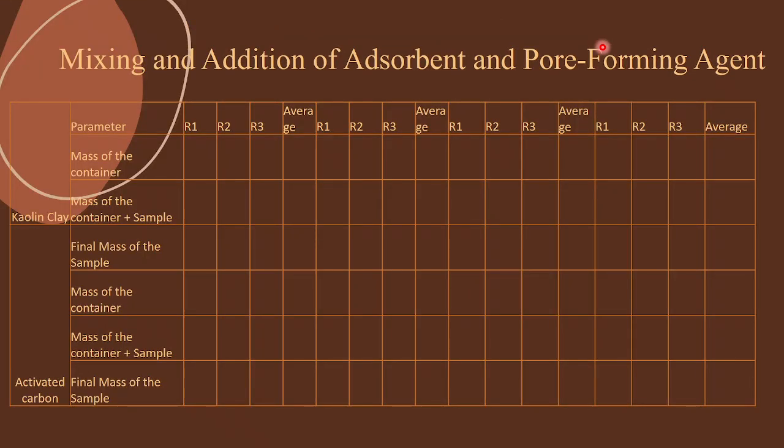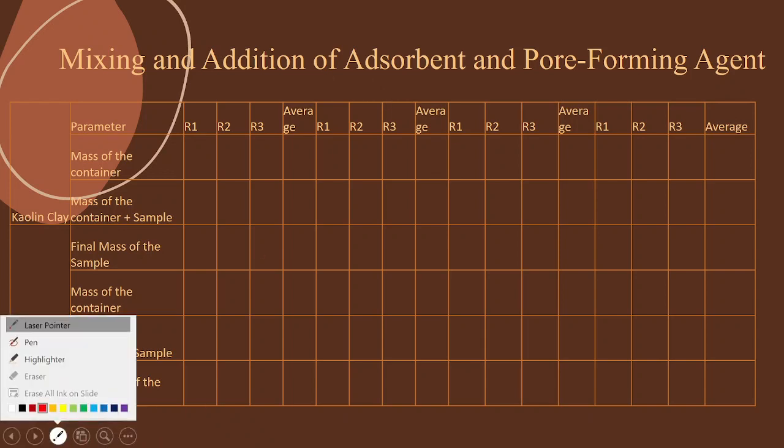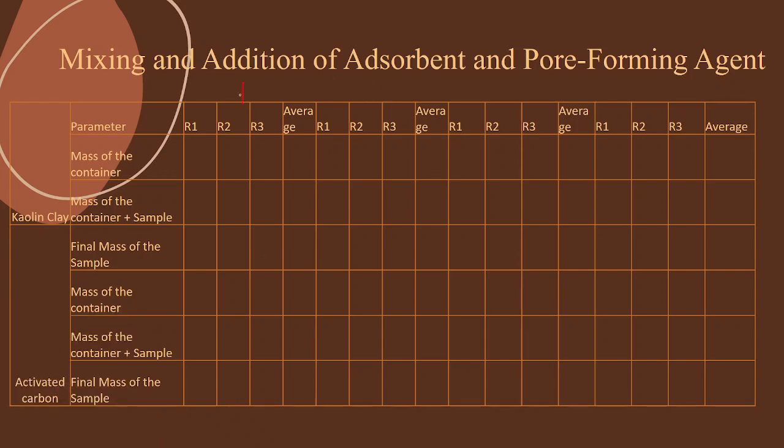In order for us to get an accurate result, we use three replicates and we average that. We use three replicates again and we average that. This is for the trial one. The trial one is 1% activated carbon. Trial 2 is 2% activated carbon. Trial 3 is 5% activated carbon and so forth.